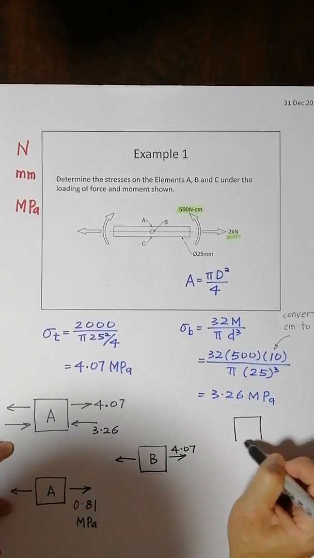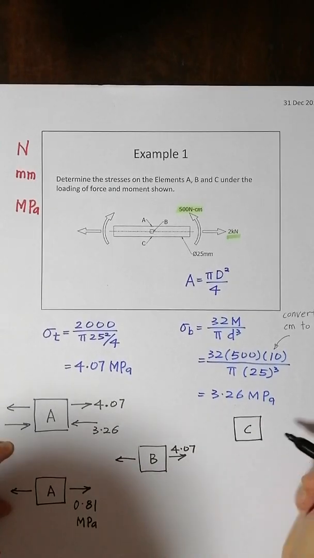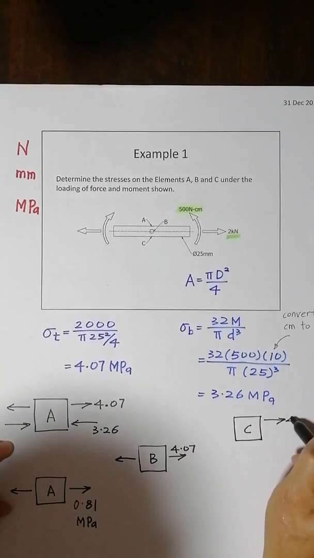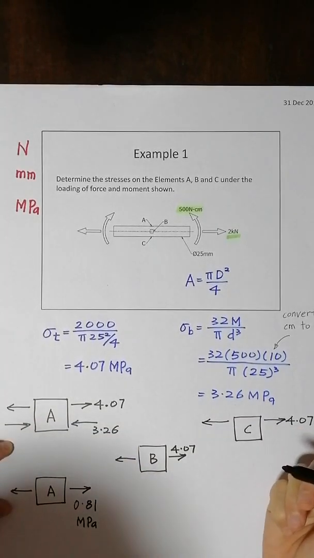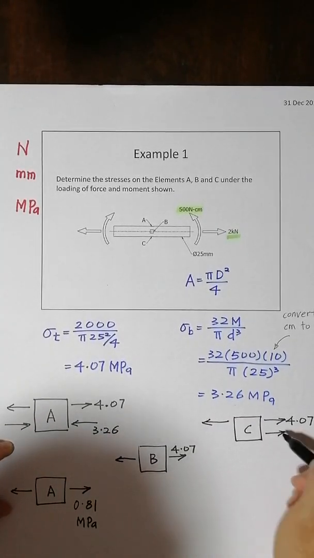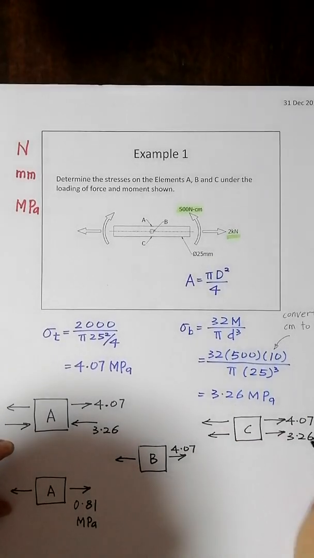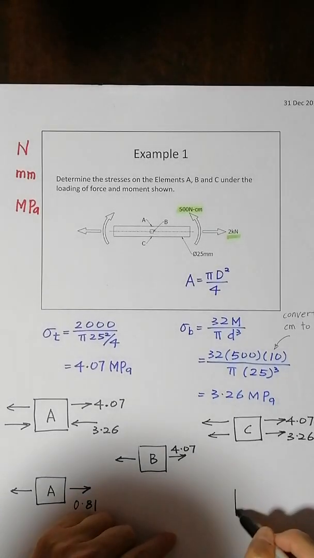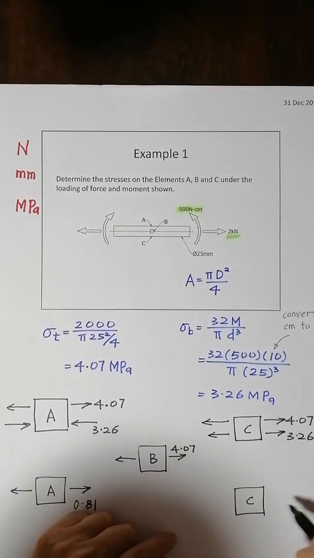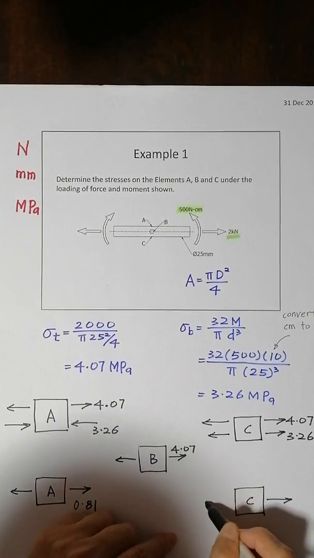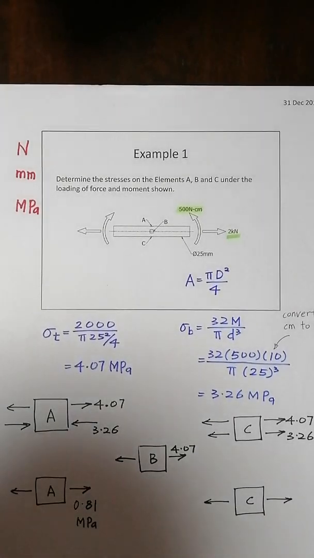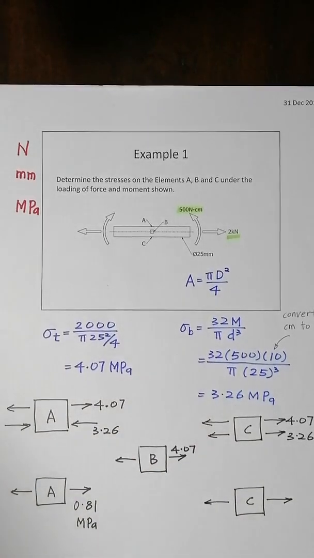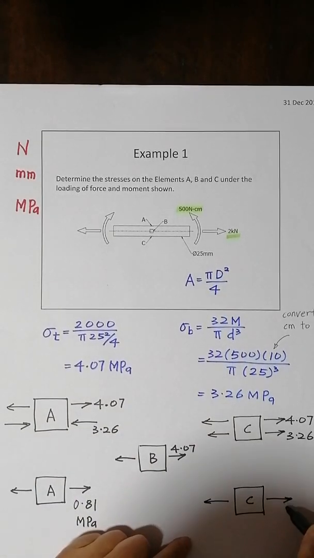Now element C is another interesting one. Let me put the C here first. Element C first have a tension that is 4.07, and then from the bending you got another tension, which is 3.26. In short, element C will have a significantly larger tension than before, and the value I have over here should be 7.33.